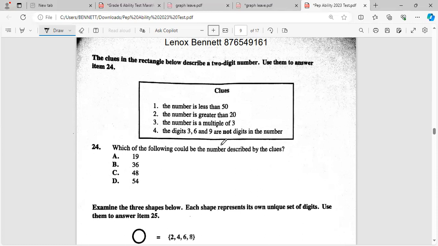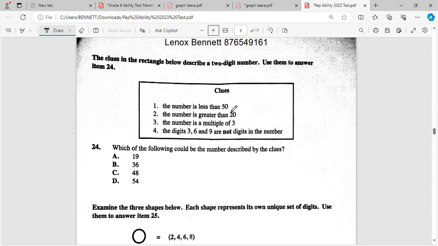Oh, sorry. The number, rectangle. I'm sorry, sir. Yes, sir. The number is less than 50, the number is greater than 30, and the number is a multiple of 3 and 4. The digits 3, 6, 9 are not in the number.